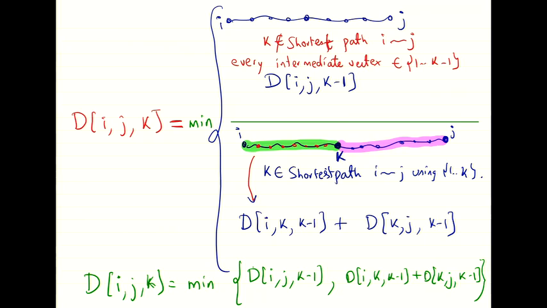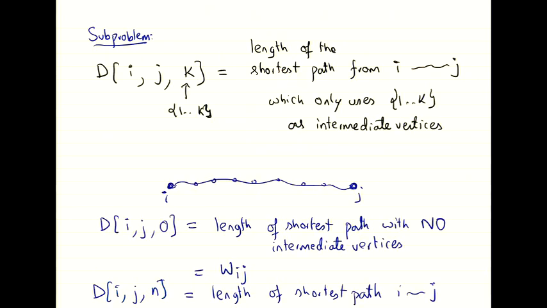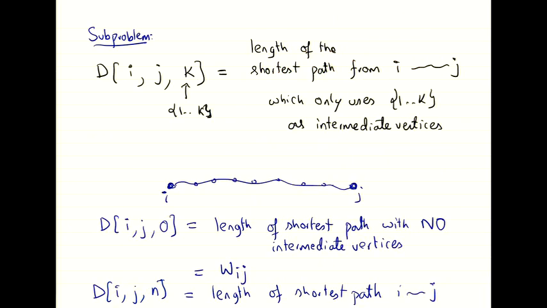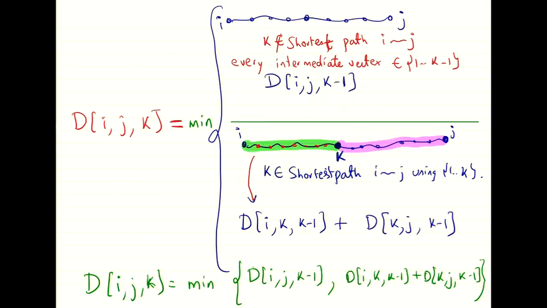The most important thing to remember as you try to understand this is the definition of d_ijk. Let's recall the definition again. It's the length of the shortest path from i to j, which only uses 1 through k as intermediate vertices. That's our subproblem, and that is a definition you need to remember very well.